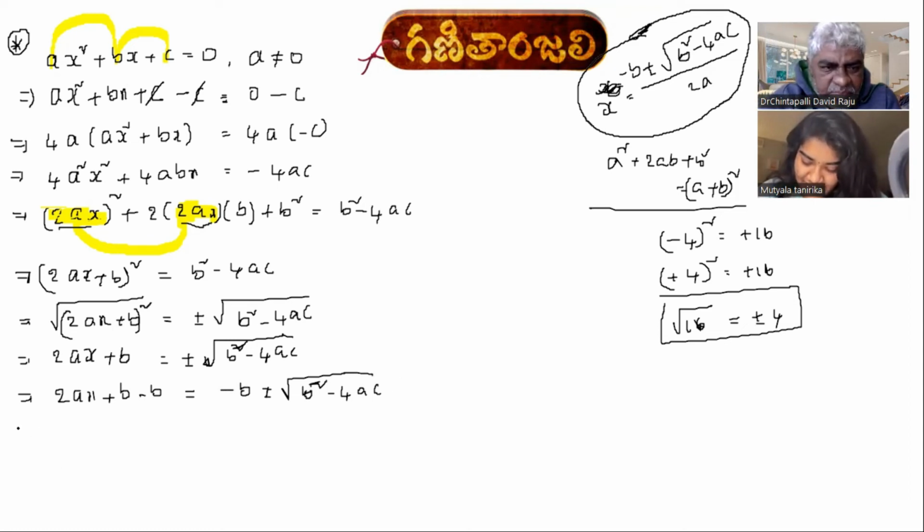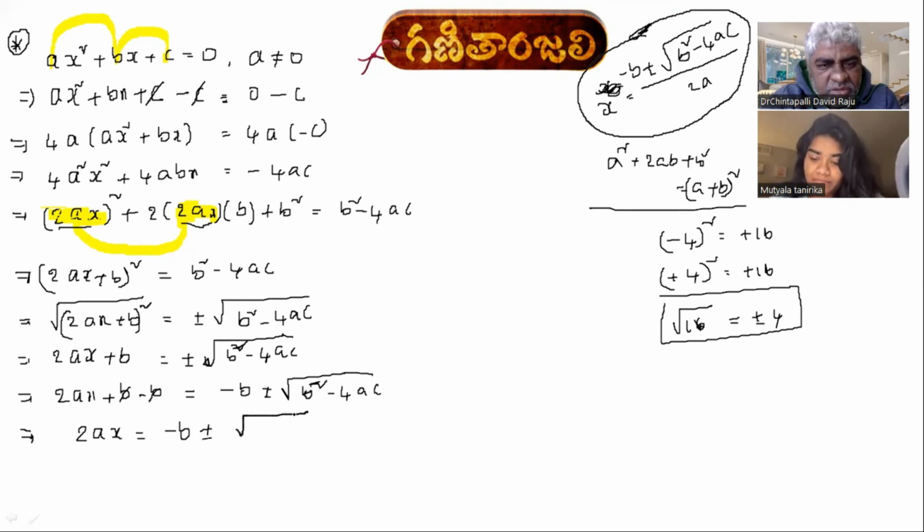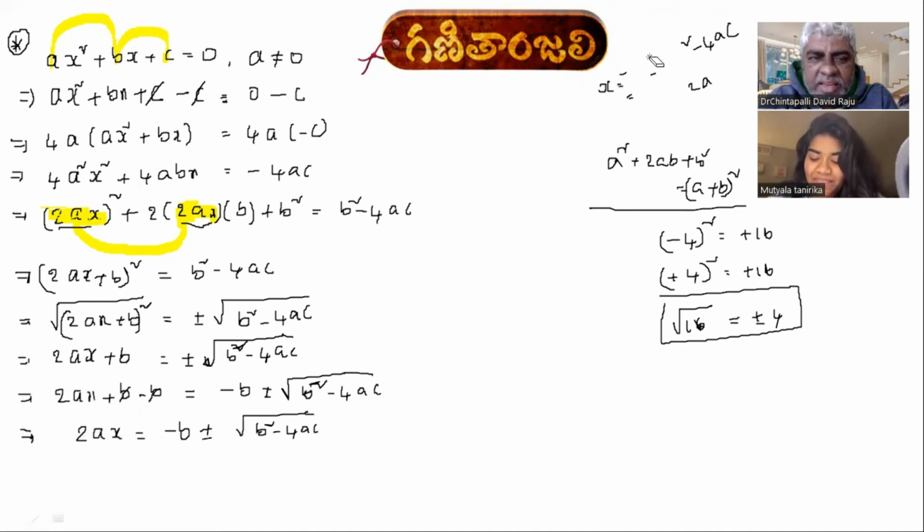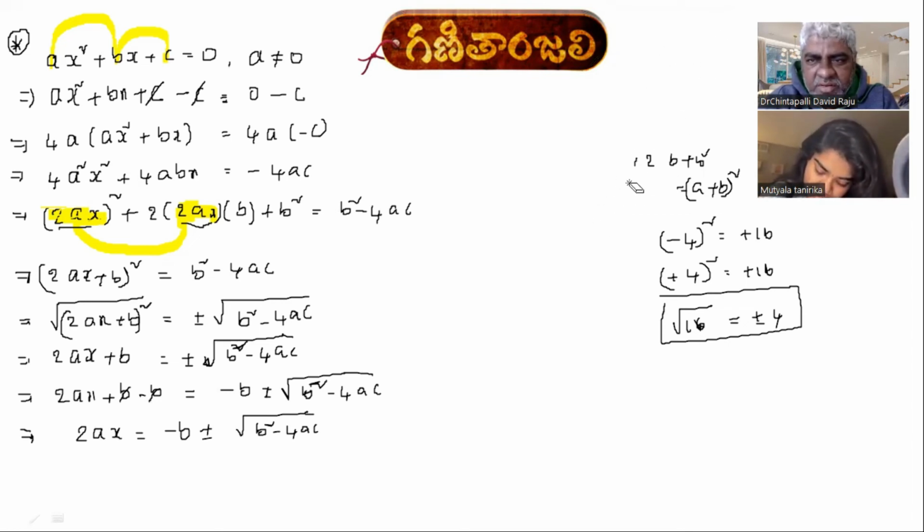See what happens now. Plus b and minus b get cancelled. 2ax is equal to minus b plus or minus the square root of b square minus 4ac. So the last equation is 2ax equals minus b plus or minus the square root of b square minus 4ac. We are just one step away from the result. x equals negative b plus or minus... How does it come? Dividing both sides by 2a, we are left with x on the left hand side.